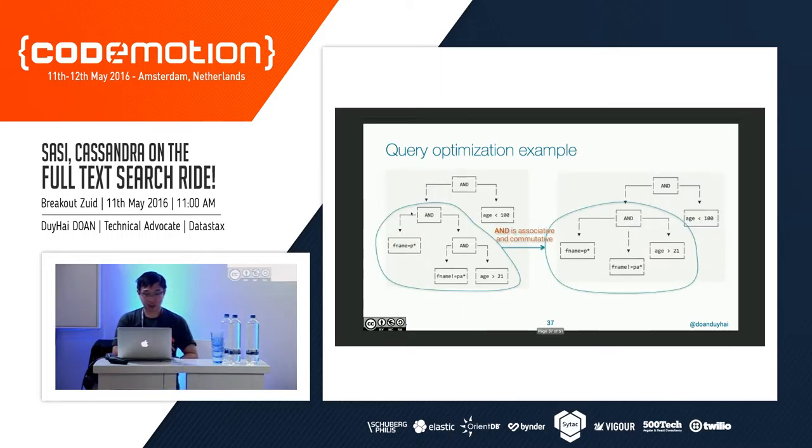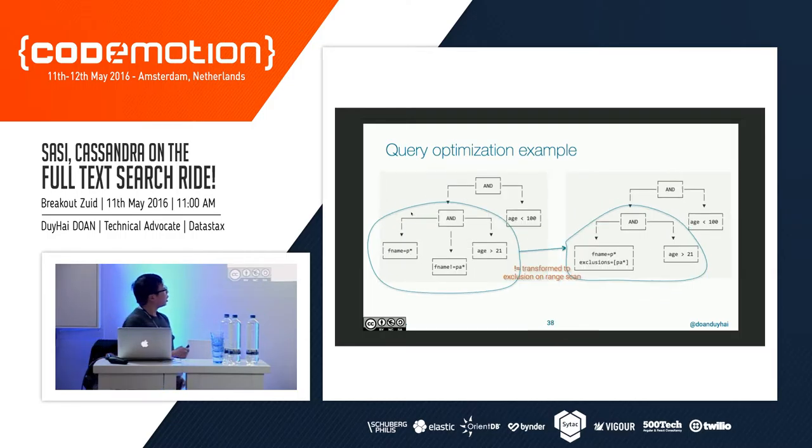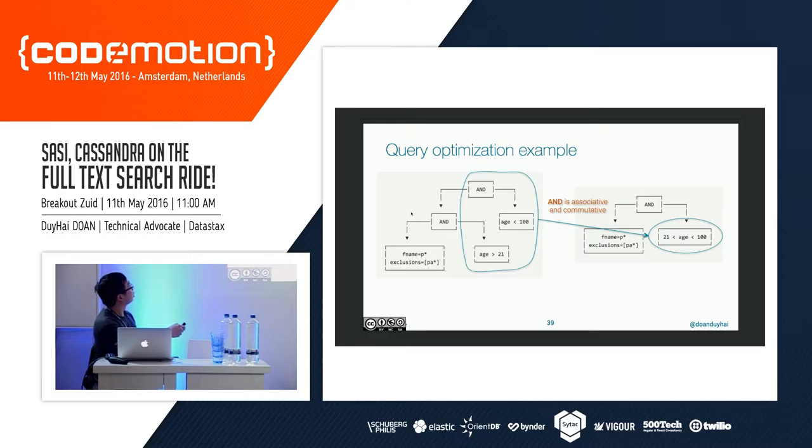Now let's see how we can optimize it. Because AND is an associative and commutative operation, we can merge all those three predicates together. Now, we want to fetch all first names starting with P, but not PA. So the not-equal predicate is transformed into an exclusion. What does it mean? It means that we will do a scan to find all the first names starting with P, but every time we see a PA, we exclude. So it works as an exclusion filter. It is much more efficient to do it this way. And last but not least, when you have a tree with nested ANDs, we can merge them together. So this is the final optimized predicate tree. I showed you a quite simple example, but you can imagine more complex ones.